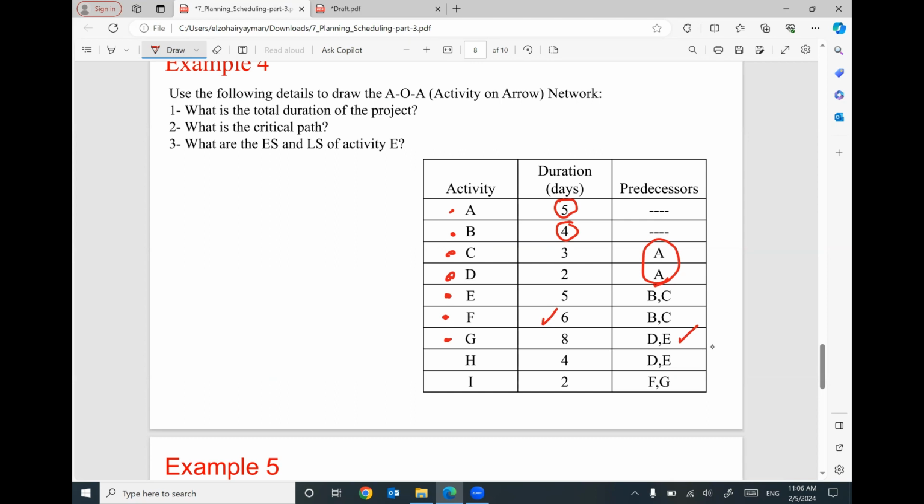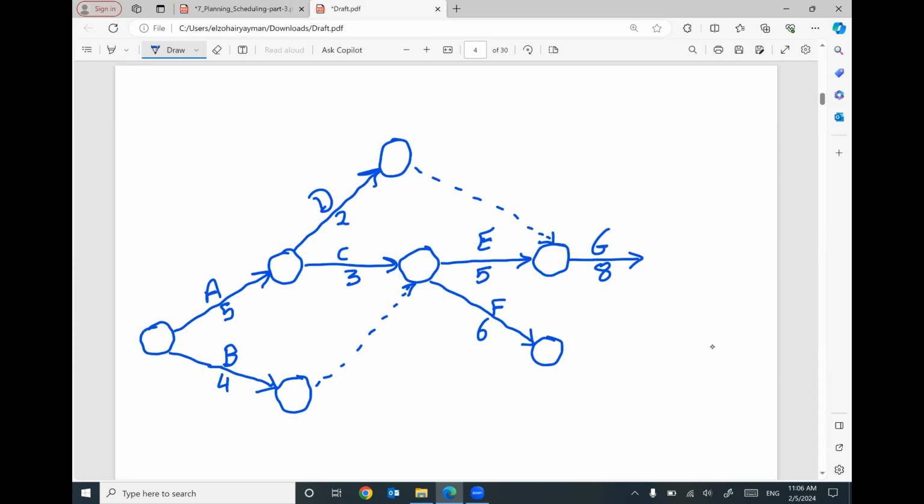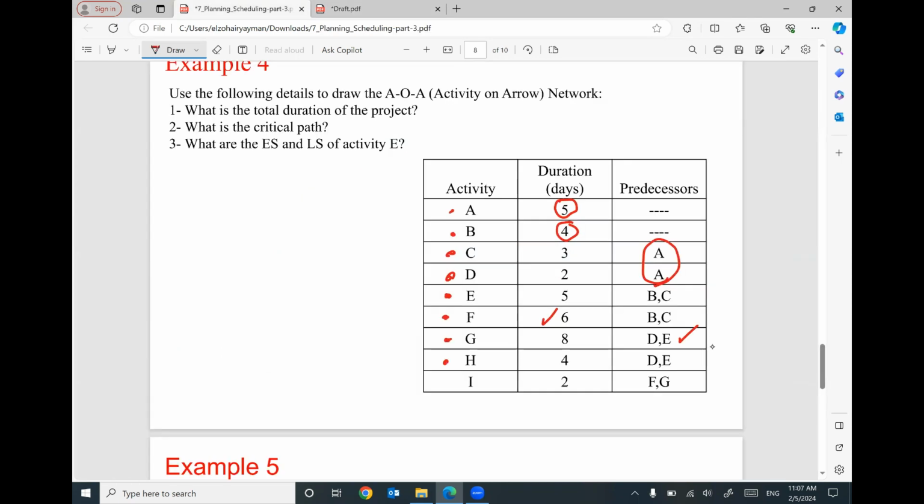We have activity H, which has predecessors D and E also. Activity H has a predecessor. I can draw it like this. This is activity H with 4.